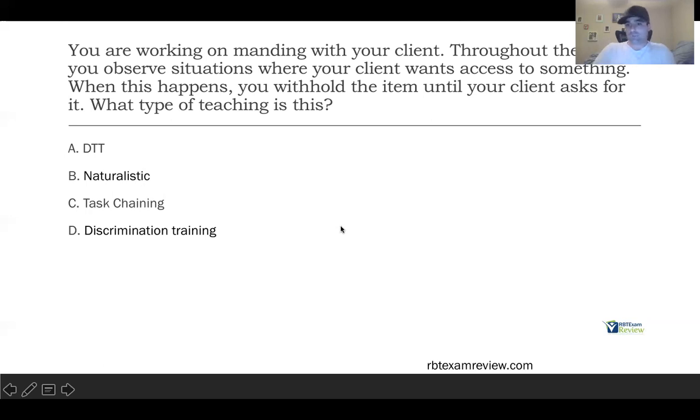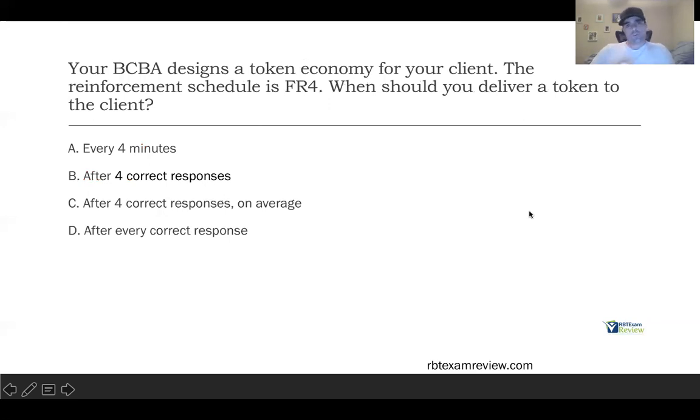Incidental teaching, right? You're waiting for a situation to teach the skill and reinforce the skill in the natural environment. It's not task chaining. We're not teaching a chain of behavior, and it's not discrimination training because we are working on manding. So B, naturalistic. Your BCBA designs a token economy for your client.